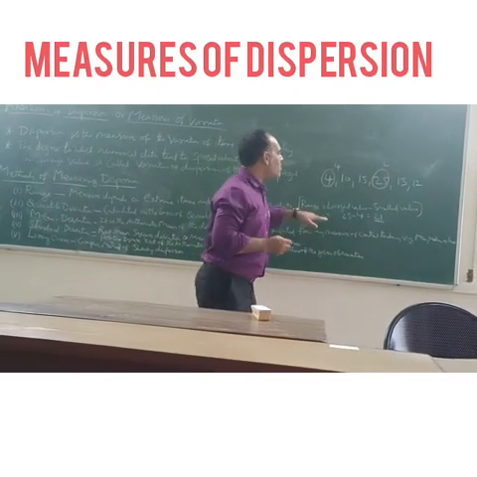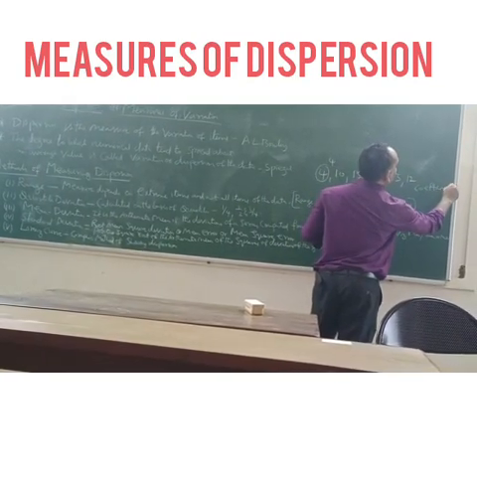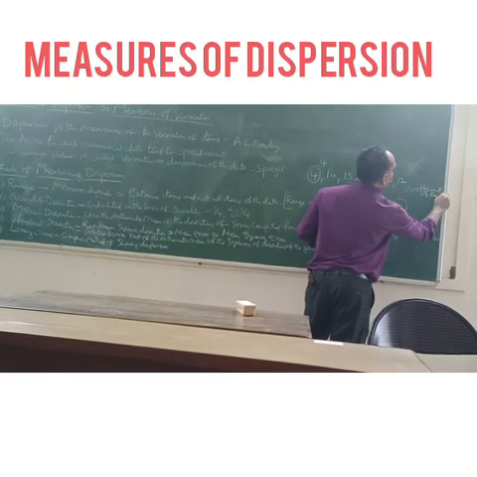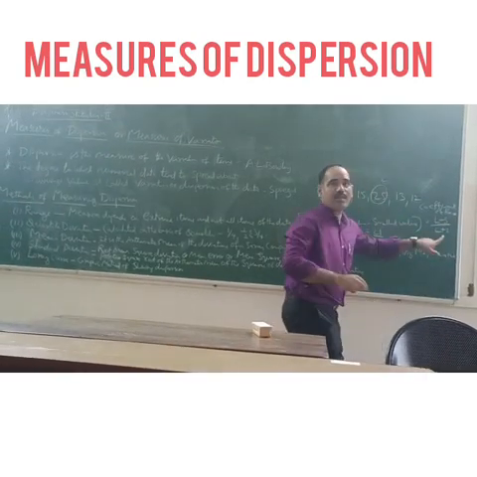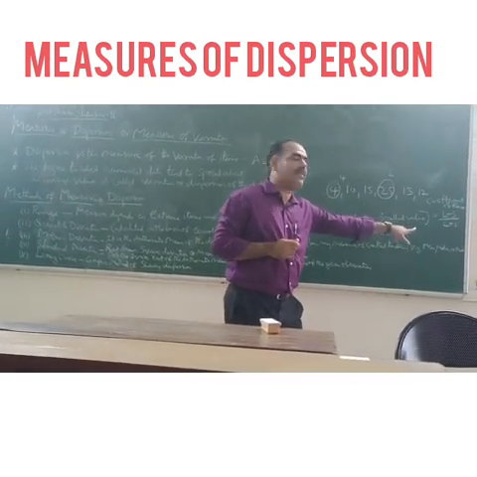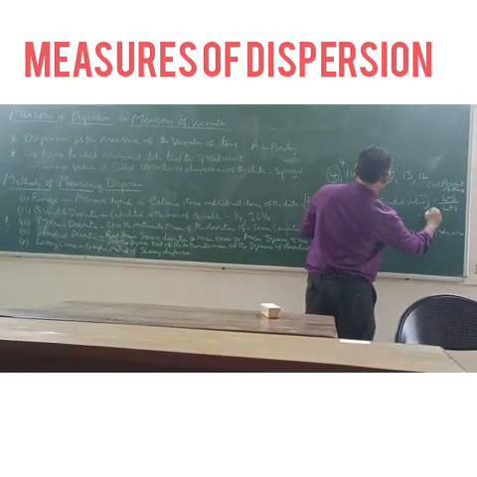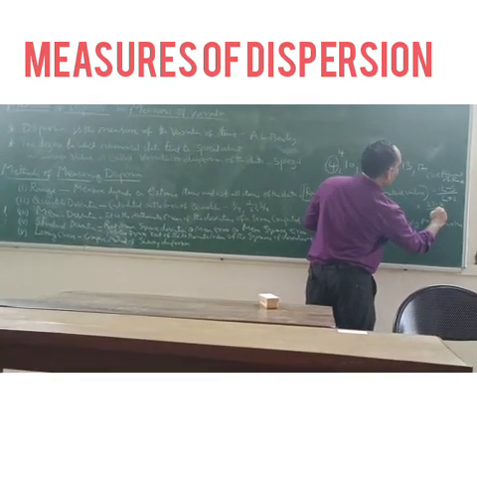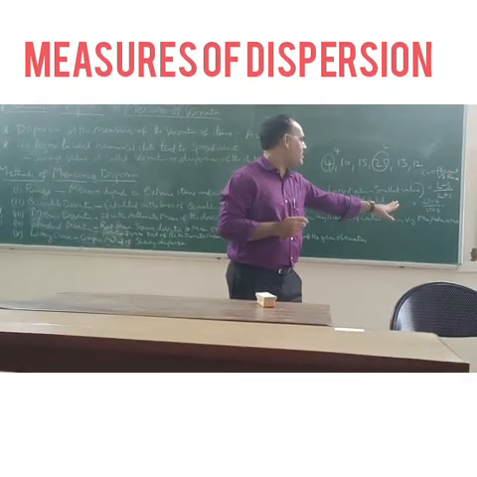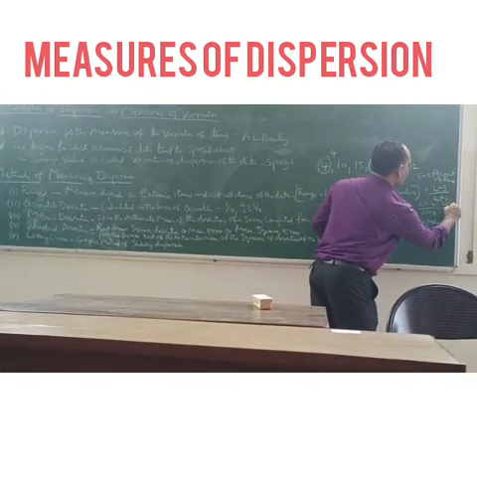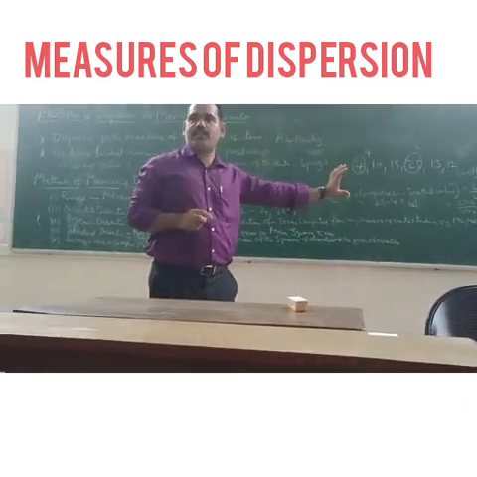Then again we also have coefficient of range. Here the formula is L minus S divided by L plus S, that is, largest value minus smallest value divided by largest value plus smallest value. So here we have 25 minus 4 divided by 25 plus 4. Like that we will measure the range. Here it is 21 divided by 29. You will get the coefficient of range.